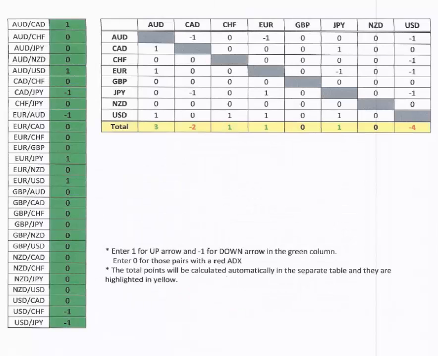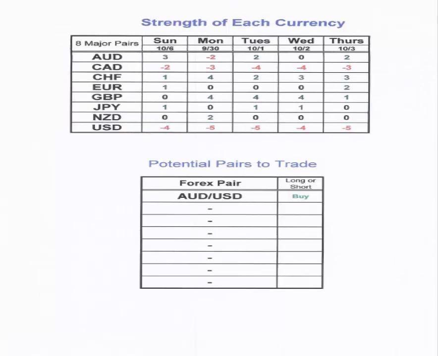What we do is we take the results from the ADX analysis and we plug it into our strength analyzer. This strength analyzer will give us the strength for each of the 8 currencies. From the strength analyzer, we put the results in this table. Today, we had 1 strong currency and 1 weak currency.